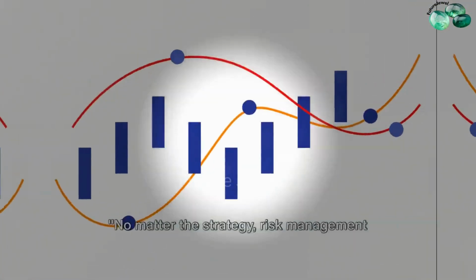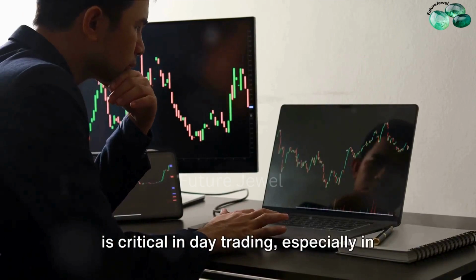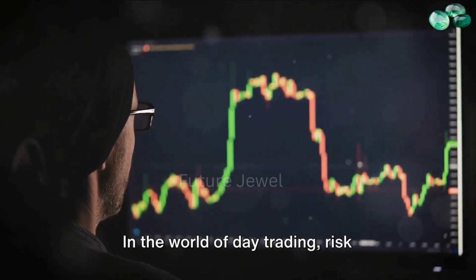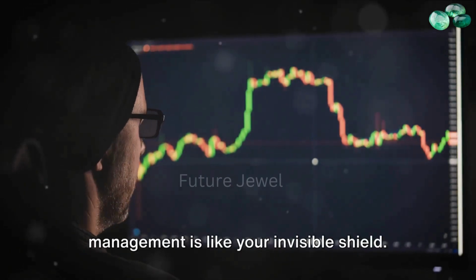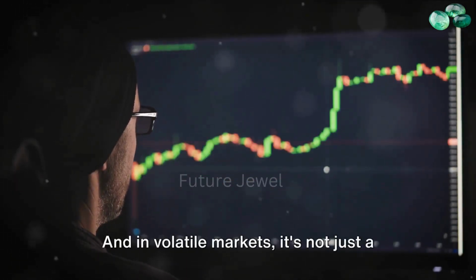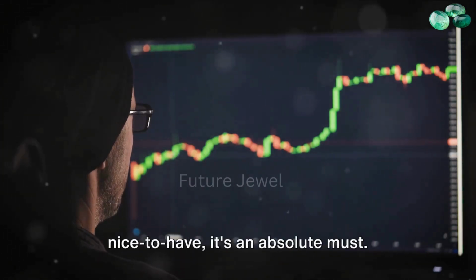No matter the strategy, risk management is critical in day trading, especially in volatile markets. In the world of day trading, risk management is like your invisible shield. It's your line of defense against the unpredictable swings of the market. And in volatile markets, it's not just a nice to have, it's an absolute must.